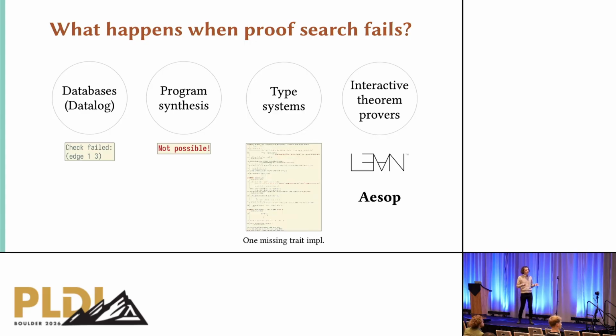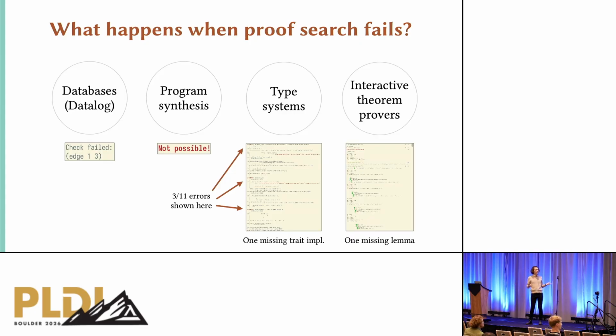In this case, I have one missing trait implementation, and that window is showing the error messages that I'm getting. In fact, this is actually only 3 out of the 11 different errors that I get for a missing trait implementation. Similarly, for simp for Lean, when it fails to prove a particular proposition, you can ask it to show you the trace of things that it tried. But for this one missing lemma, this window that I show you right here is the trace that it's going to give you. And in fact, if you can see the scroll bar, that's actually just a tiny percent of the trace. So what makes it so hard to explain what went wrong with proof search?